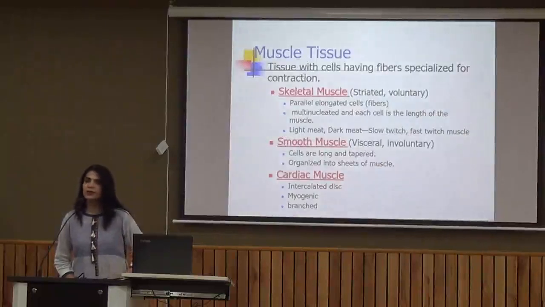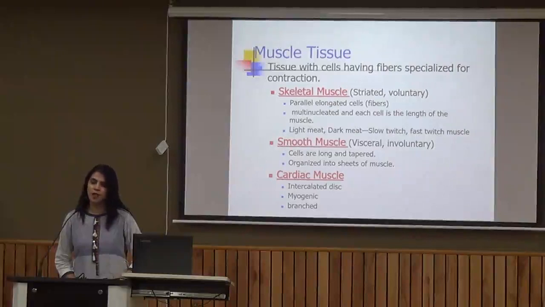Now, the third kind of animal tissue which we are going to talk about is the muscle tissue. These are tissues with cells having fibers specialized for contraction. We are having three types of muscles. Skeletal muscle, we also call them striated muscle. Why do we call them striated muscle? Because we are having alternate light and dark bands. We also call them voluntary muscle.